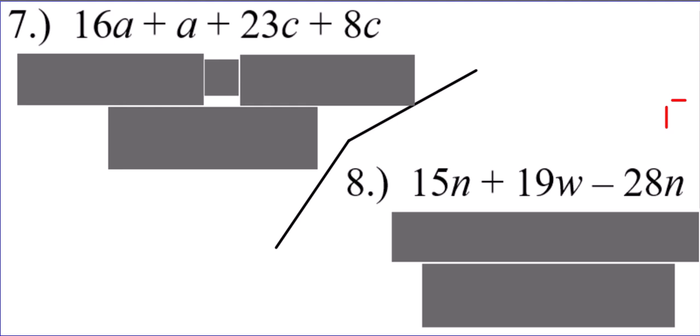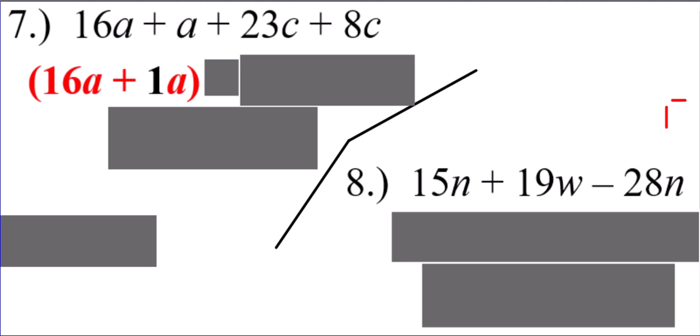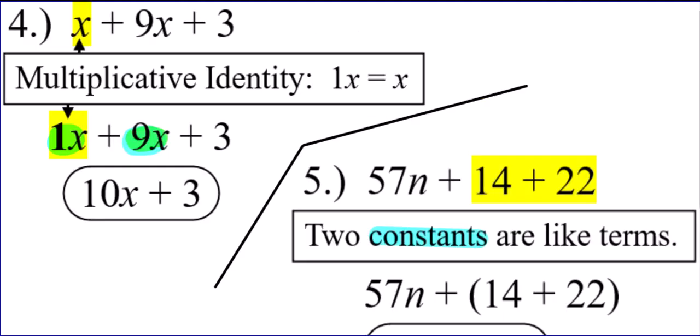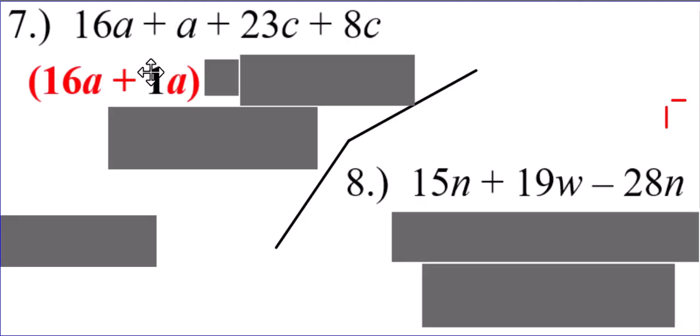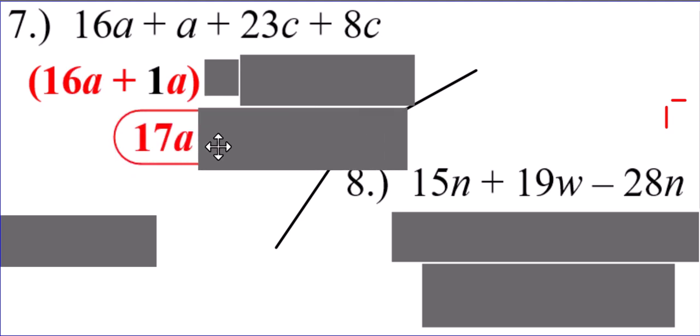All right, did you already do 7, 8, and 9? If not, you better do them now and hit pause in order to do them. Here we go. 16a plus a. Well, they're already like terms next to each other, but how many a is this a? Well, it's 1a. You saw that back on problem number 4? Yeah, number 4. So that's the multiplicative identity property in reverse. A is the same as 1 times a. But then you can say 16a plus 1a is 17a.